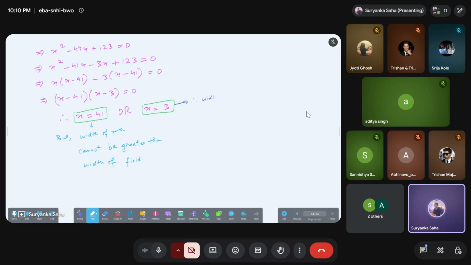Therefore width of path equal to 3 meter. Okay, that is the answer. Width of path equal to 3 meter. That is the answer. Tell me, understood or not? Width of footpath. Sorry, it is footpath, in that footpath. Tell me, is it okay, everyone?